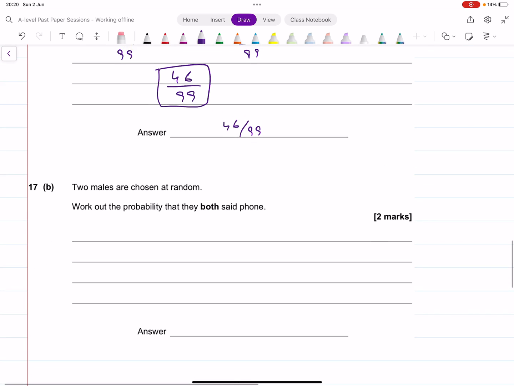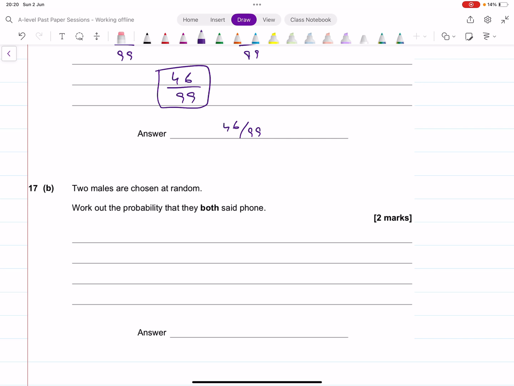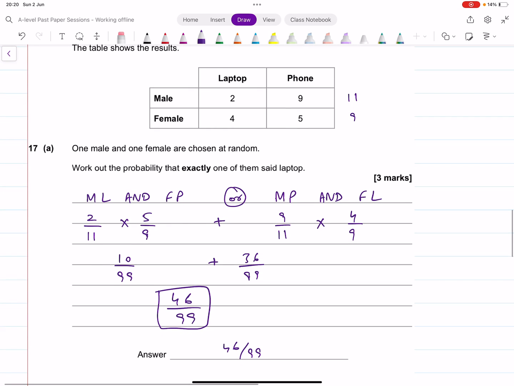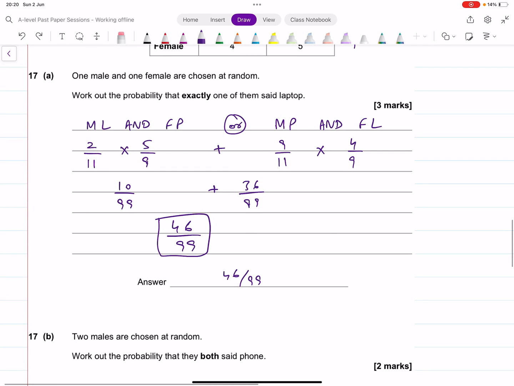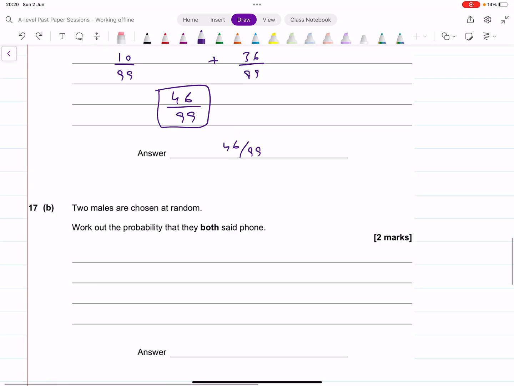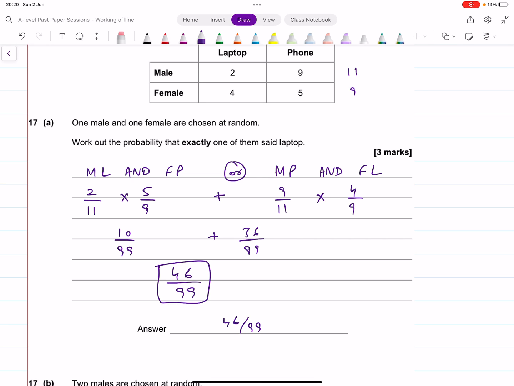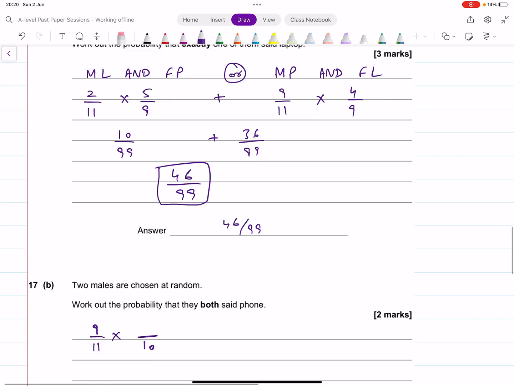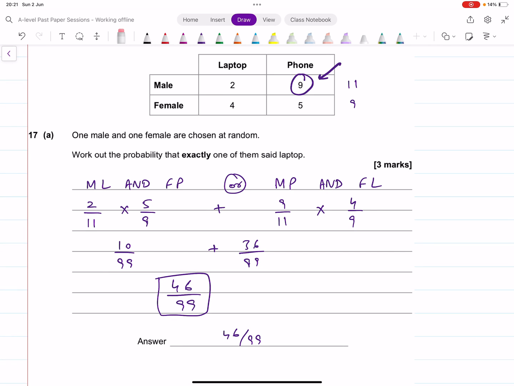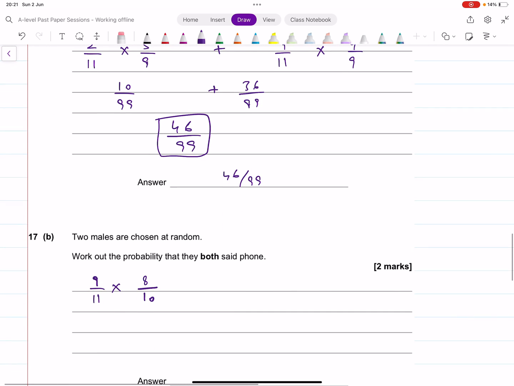Now it says 2 males are chosen at random. Work out the probability that they both said phone. Okay, now 2 males are chosen. So out of these 11 people, 2 people are chosen. What's the probability that both of them said phone? What's the probability of the first one saying phone? 9 out of 11. But be careful here. Once you've already chosen a male, now you have one less male left. So the second time you choose a male, you have only 10 people to choose from. So in the second time, the denominator is just 10 now. And you have already chosen one person who said phone. So what's the number of people saying phone left? 8. So that's 8 out of 10. That's going to give you this probability that both of those males said phone. You can see what this turns out to be. This is giving me 36 over 55. Okay, and that's the result that we get from this.